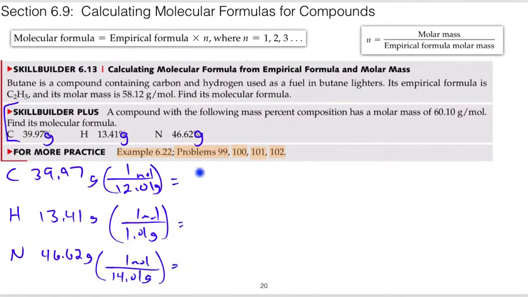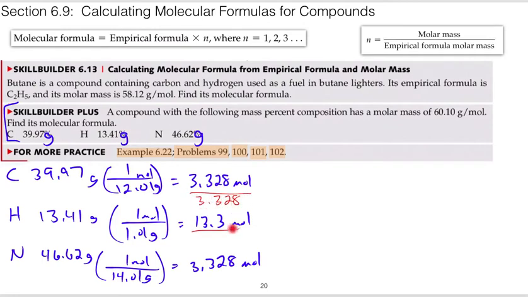Okay, so the molar amounts here. You don't see this very often, but when I round off to four significant figures here, then carbon and nitrogen are the same number, and they are the lowest numbers. So we divide by that all the way through. And then what happens is we get a 1:4:1 ratio in our calculation.